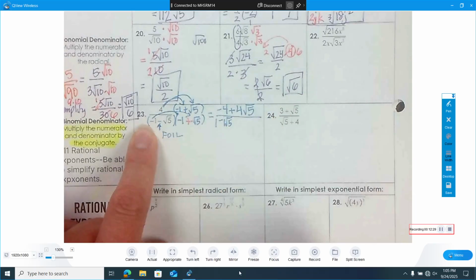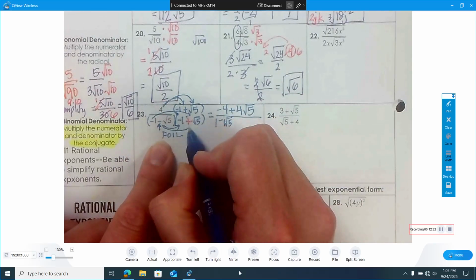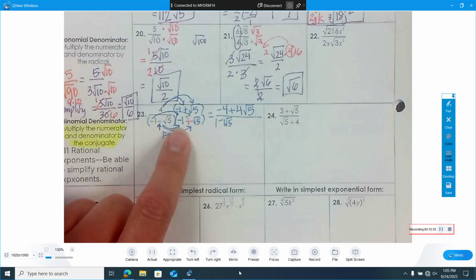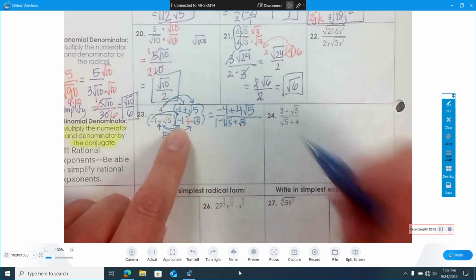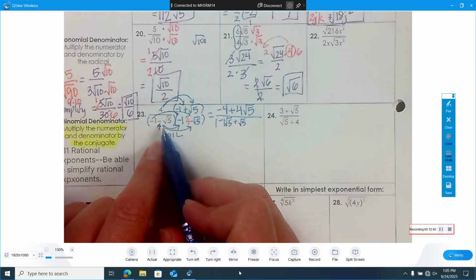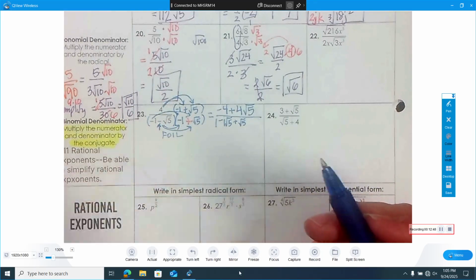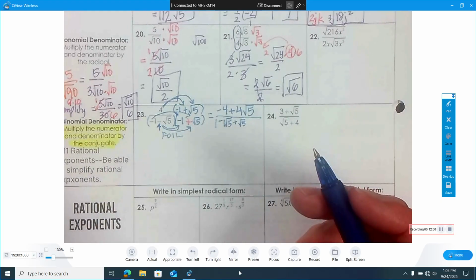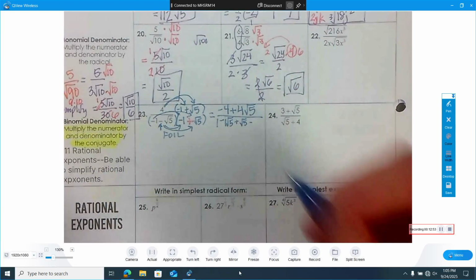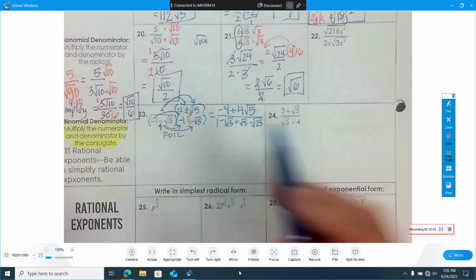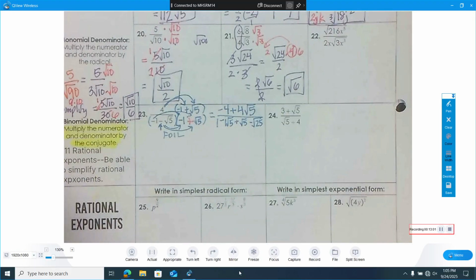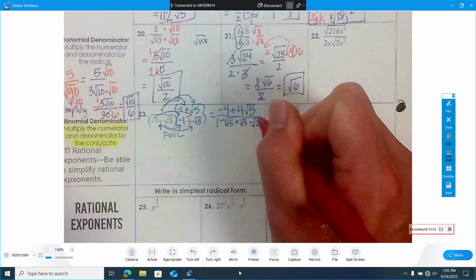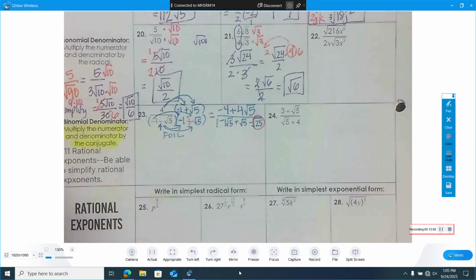-1 radical 5, good. And then we're going to distribute in the negative root 5. So negative root 5 times -1 gives us positive root 5, positive 1 root 5 if you want. And then negative radical 5 times positive radical 5 is negative radical 25. Again, radical 5 times radical 5 gives me that radical 25. And, of course, that cleans up kind of nice.